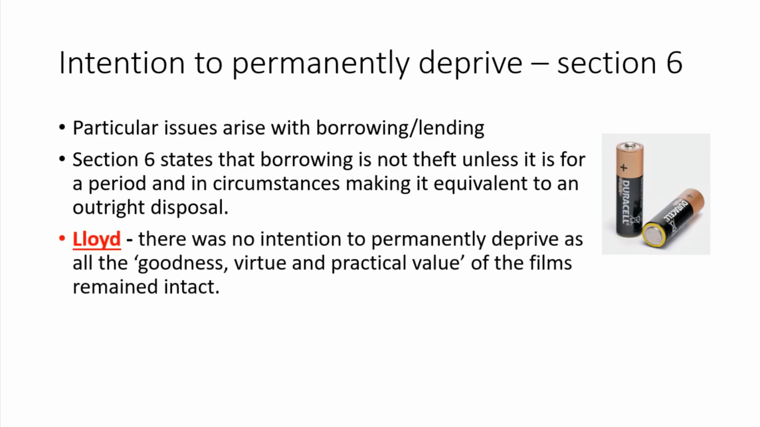And in the case of Lloyd, there was held to be no intention to permanently deprive where the goodness, virtue and practical value of the property remains intact. And in that case, it related to films which had been lent to his co-conspirators to make pirate copies of, but they had been returned very quickly and they did have all their goodness and virtue still intact. By contrast, the batteries, for example, if someone took them, used them all and then gave them back, although they're returning the physical property, they have used up the goodness, virtue and practical value. And so in that case, you would have had the intention to permanently deprive.